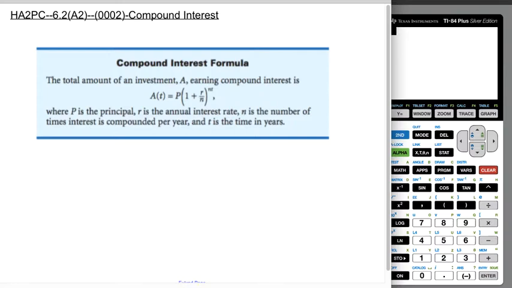So the compound interest formula: the total amount of an investment A that earns compound interest is given by A of t equals P, where P is called the principal, times the quantity 1 plus r over n, where r is the rate as a decimal and n is the number of times something is compounded per year, and the parentheses all to the nt, where t is time in years.